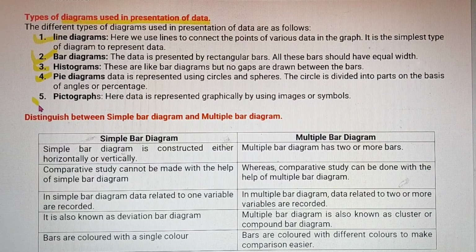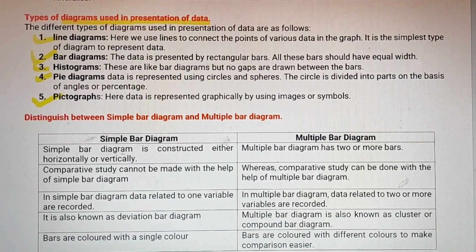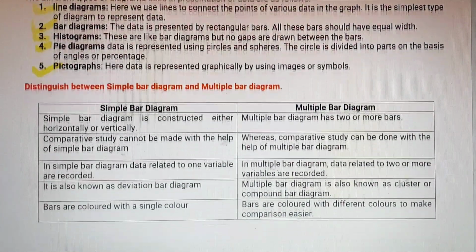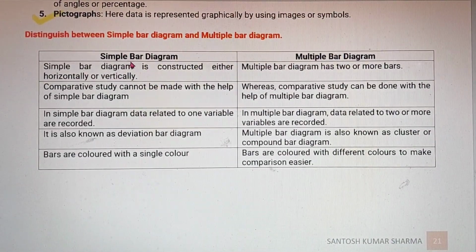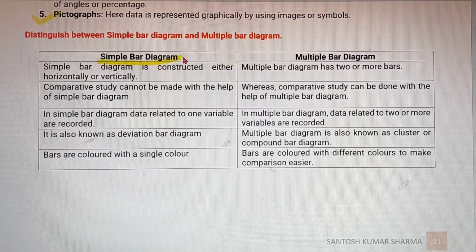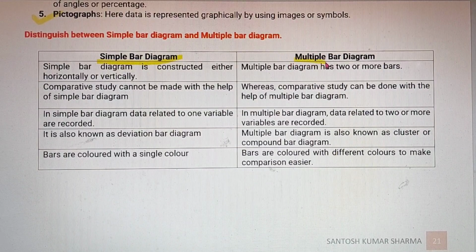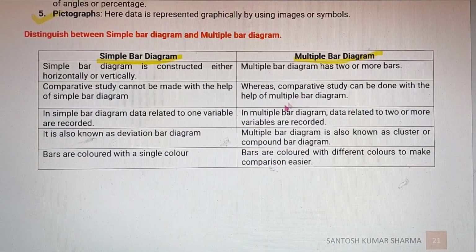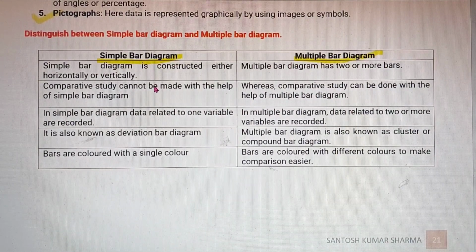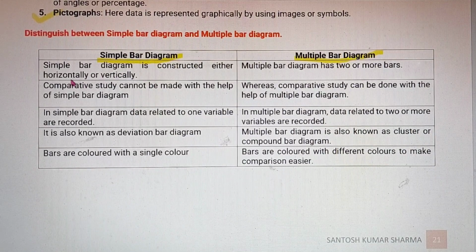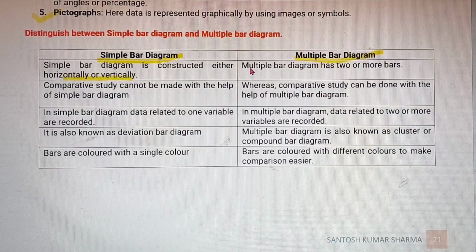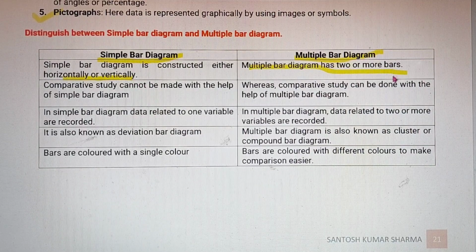In a pictograph we use different symbols or pictures, right? Now this is the difference between a simple bar diagram and a multiple bar diagram. This question also struck in the previous year exam. A simple bar diagram can be constructed either horizontally or vertically, but in a multiple bar diagram there are more than one bars.